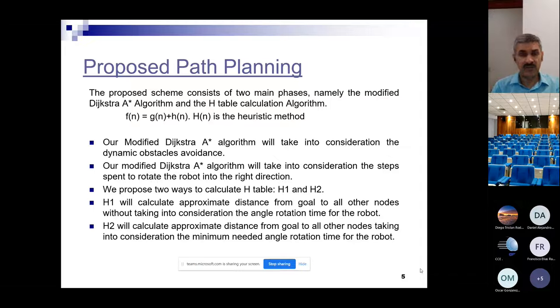H2 actually takes something else into consideration: the turning. You need one step to turn. In the case where you're going to the right and you want to turn up, you need one step to do the turning. So H2 takes this turning into consideration. Of course, they are both approximations of the distance from the goal to all other points.